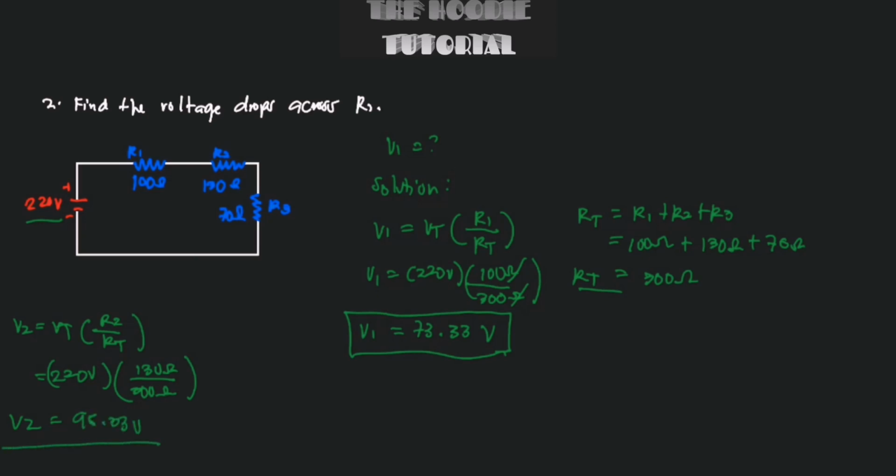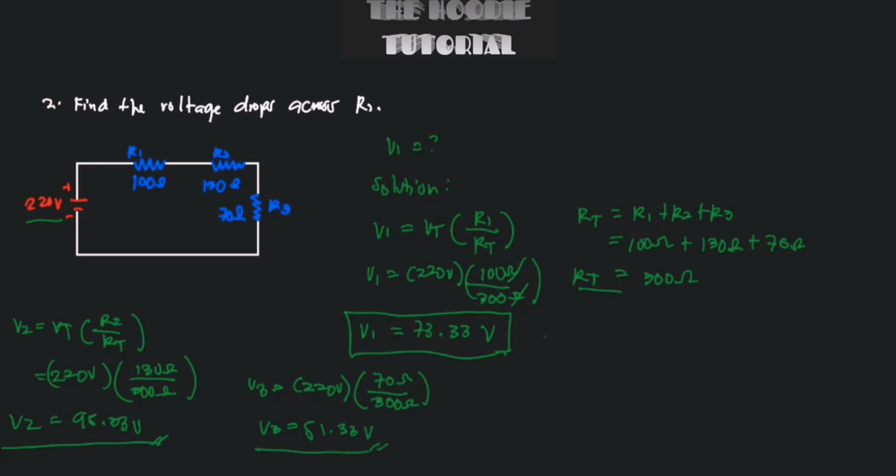So we have V2. How about V3, guys? V3 is equal to VT. Let's just substitute that directly: 220 volts times R3, which is 70 ohms, divided by 300 ohms. So V3 is equal to 51.33 volts. So this is going to be our V3.